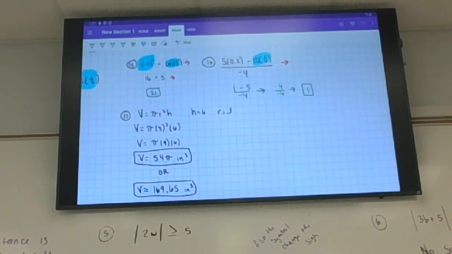So this isn't a word problem. It's just a variable problem. It's exactly like what we did before. We got R, I put it in for R. We got height, which is H, I put it in for H. That's it.